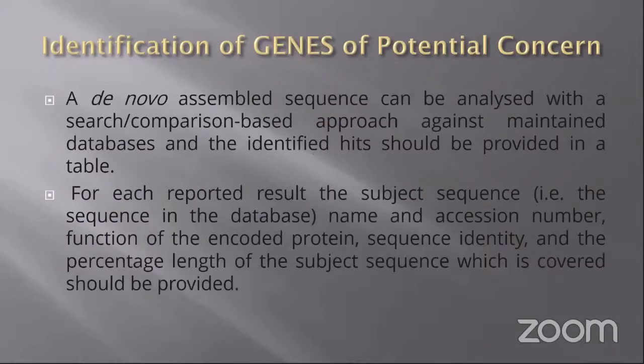For identification of genes of potential concern, a de novo assembled sequence can be analyzed with a search comparison based approach against maintained databases, and the identified hits should be provided in a table. For each reported result, the subject sequence, that is the sequence in the database, name and accession number, function of the encoded protein, sequence identity, and the percentage length of the subject sequence which is covered should be provided.